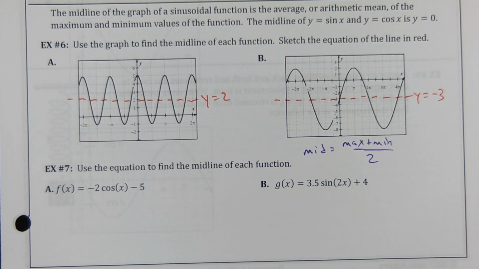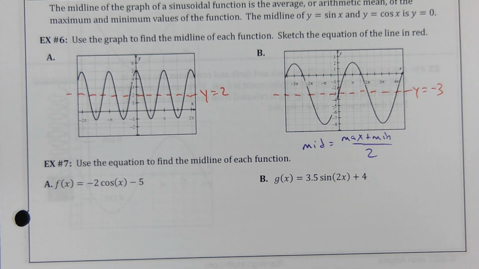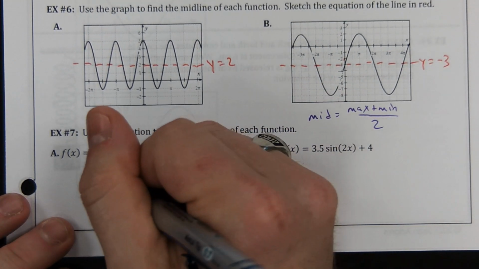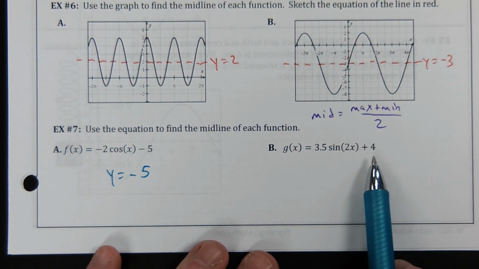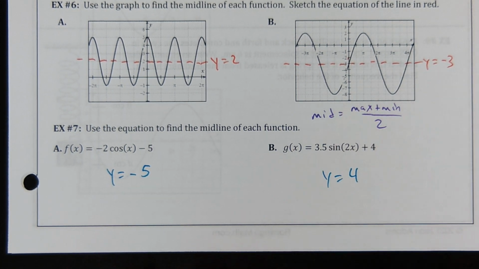Cool beans. Now when it's an equation, life is good, because this is just a transformation. The midline should have been y equals 0. Since it's been shifted down 5, the midline is y equals -5. Since it's been shifted up 4, the midline is y equals +4. And that is the entire lesson.